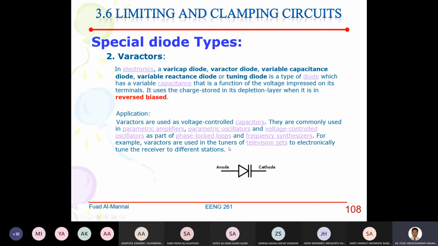And where do we use it? We use it in so many things. For example, parametric amplifiers. We use it in phase lock loops, in oscillators, in television, and in radars. And also all good things for this diode.